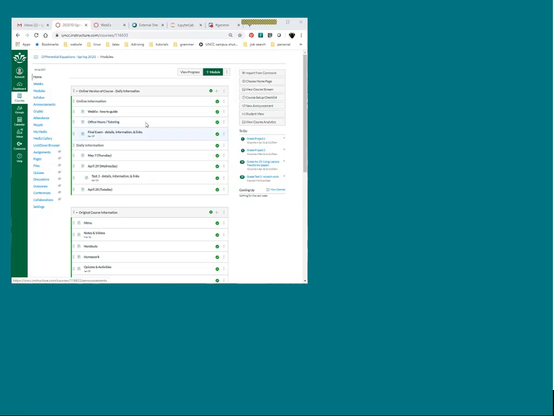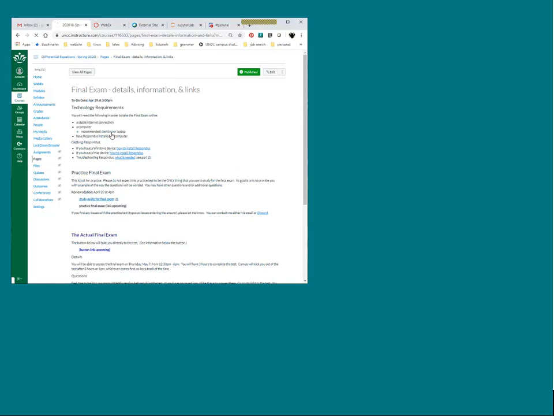If you go here on our Canvas page to where it says Final Exam, it looks almost identical to what I put together for you for both Test 2 and Test 3. That's not a coincidence. I literally copied and pasted and changed some of the words. Okay, so the first thing is the technology requirements.